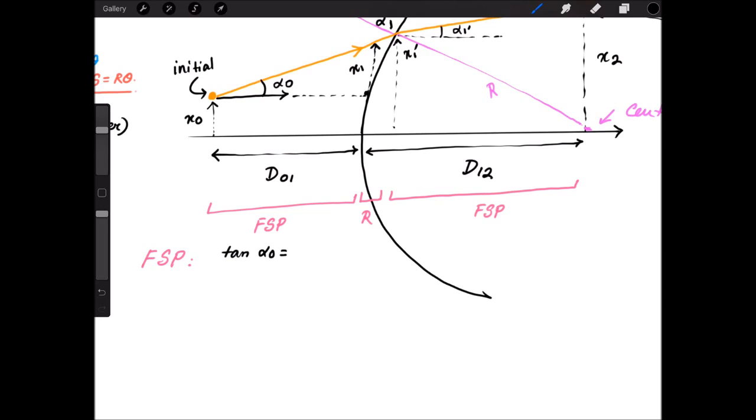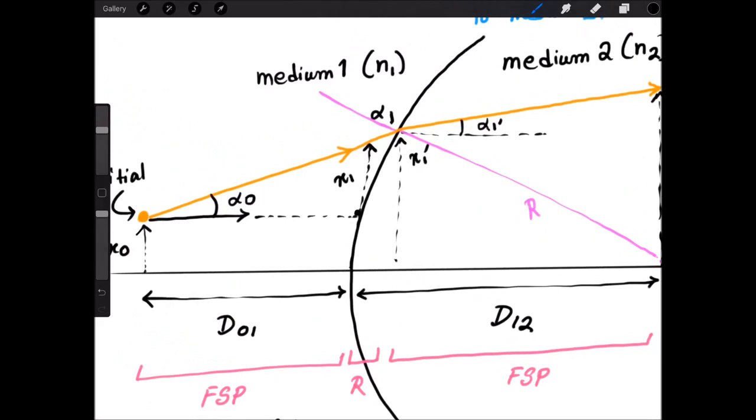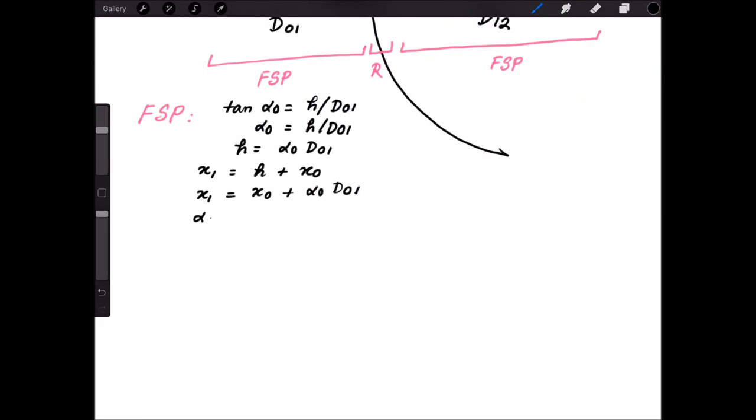So let's call that h over d01. We have the axial approximation, so tan alpha naught becomes alpha naught and your h becomes alpha naught times d01. So your x1 is essentially h plus x naught, which is, so I'll put the x naught in the front, plus alpha naught d01. What happens to alpha naught and alpha 1? So let's now relate this with this. It doesn't change. So the ray was traveling in this direction. So there's a change in the height of the ray, but the angle hasn't changed because refraction hasn't taken place yet. So alpha 1 equals alpha naught. So that's your first set.